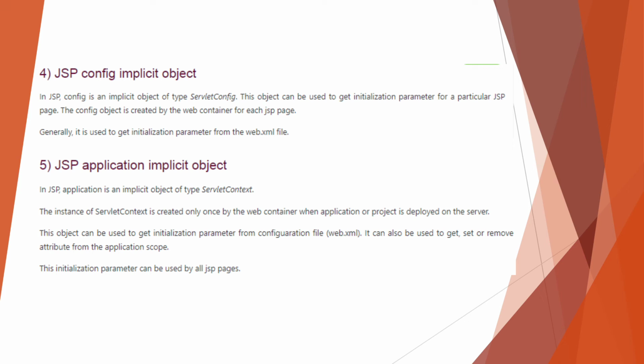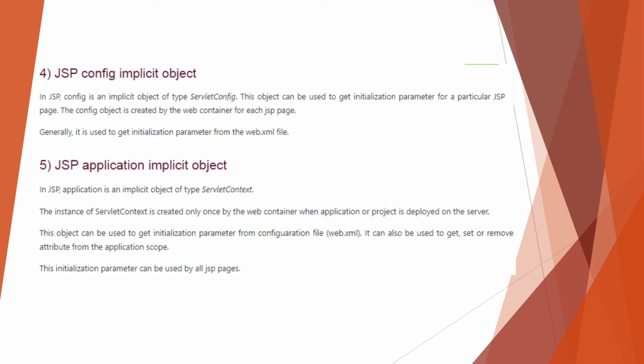Okay, now we will talk about the fifth implicit object, which is application. This is the servlet context as obtained via the get servlet config method and get context method. Now what does it mean? In JSP, application is an implicit object of type servlet context. The instance of servlet context is created only once by the web container when the application or project is deployed on the server. It is created only once during the life cycle of the servlet.